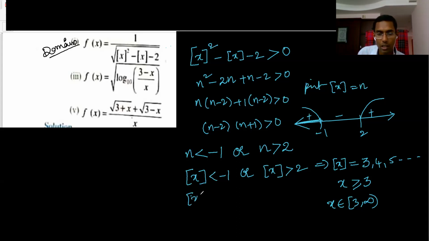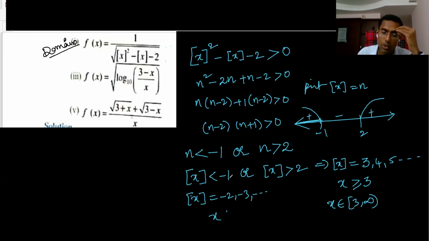So bracket x here in this case, bracket x is less than minus 1, that is minus 2, minus 3, and so on. So to get minus 2, what is that? If you have minus 1, it is minus 1. If you have minus 1.1, then also it is minus 2. Minus 1.2, it is minus 2. So it should not be minus 1. Therefore, it should be less than minus 1.